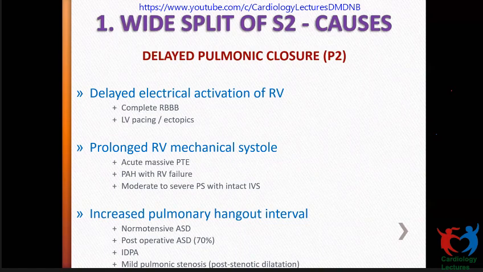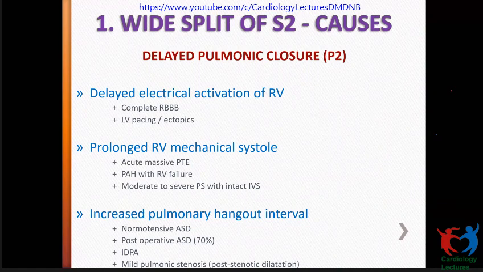See, going by your 3 liter, 2 liter hypothesis or 3 liter, 3 liter hypothesis, you can never explain a wider split in ASD post-op. Almost 70 to 80% of post-op ASD also has a wider split, but wide variable. They don't have wide fixed, but they do have wide variable. The reason being, the hangout interval still remains higher. Although you corrected the ASD, it remains higher. Dilatation of PA, as we realize, if PA is dilated, hangout interval will be more.